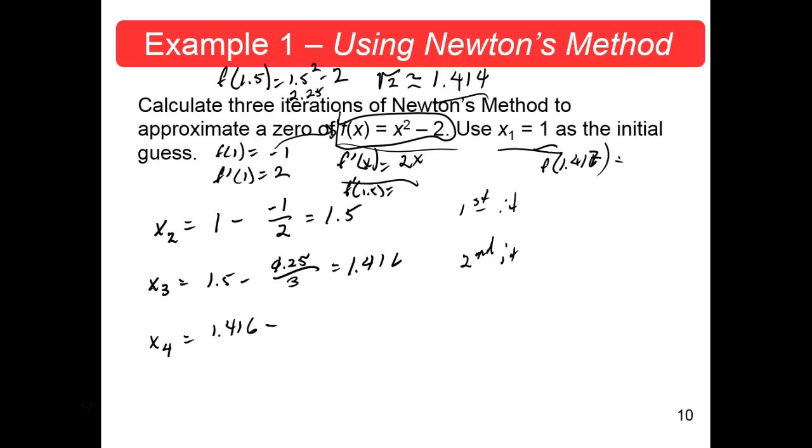Say again? Yeah, you square it, not square root, but square it. Your f squares this thing right here. 1.417 squared, and then subtract 2 from it. Zero point what? 0.00 what?